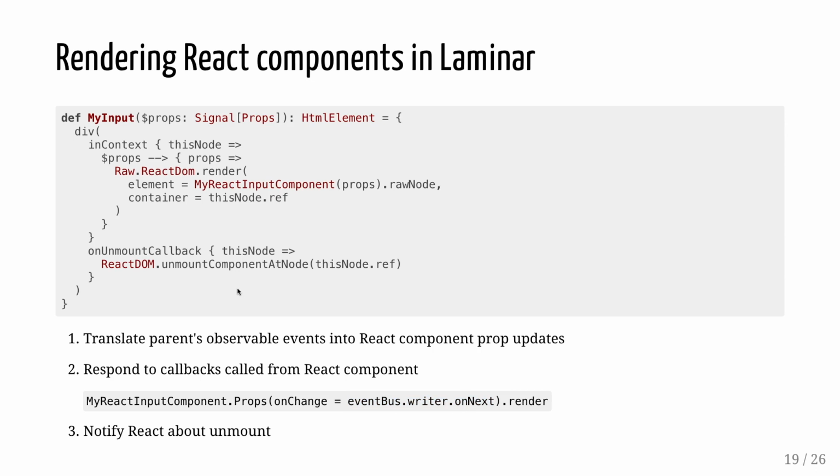Finally, you need to tell React when your Laminar element is unmounted, and that is again very straightforward. We simply translate Laminar's lifecycle hook into React's unmount lifecycle hook. As you see, this is pretty easy. You don't even need a library for this translation. It's just a few lines of code.